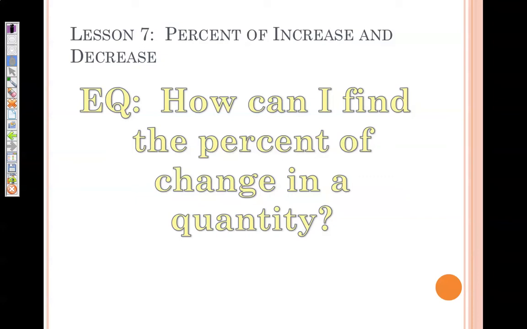Have you ever heard someone say, man, gas prices have increased by 25%? Or maybe your parents came home one day and said, I am so disappointed, my salary has decreased by 5% from last year. Well, today we're going to talk about how you can figure out what these things mean. What is a percent of increase and decrease, and how can you find the changes in quantities?